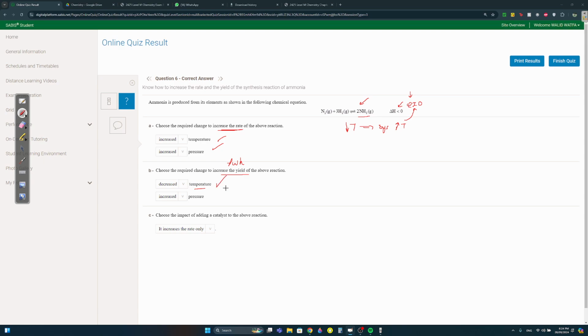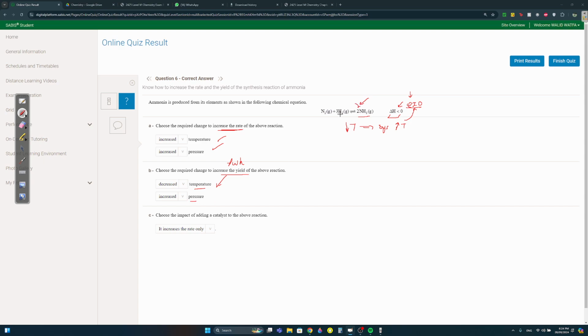So decrease in temperature. Just do the opposite. Look, if the forward is exo and you want to go forward, you do the opposite, so it counteracts it. What's the opposite of exo? Decreasing temperature. Okay, so decrease temperature. How about pressure? And again, I want to go forward.